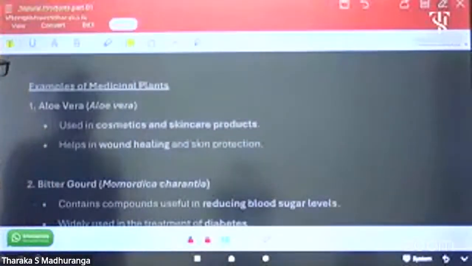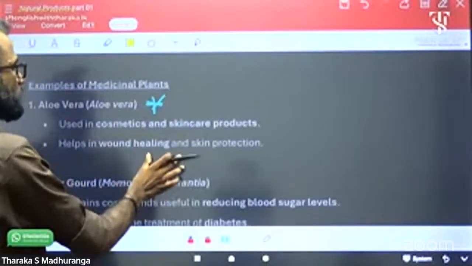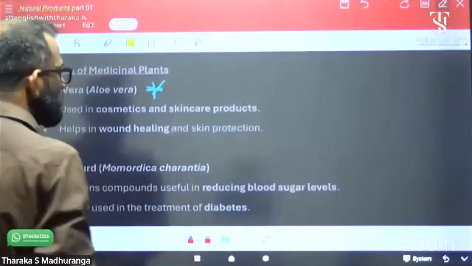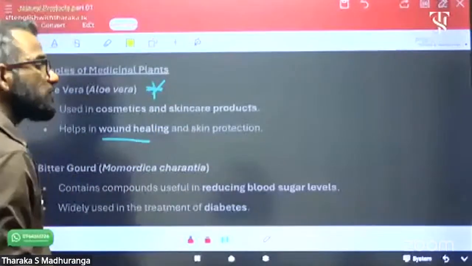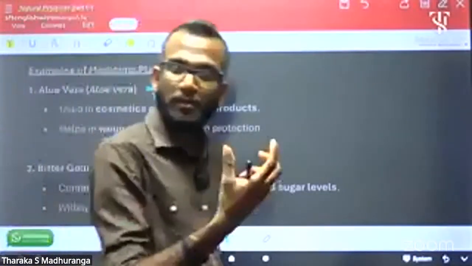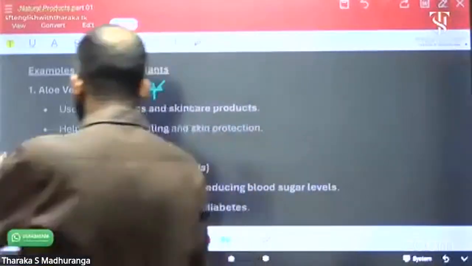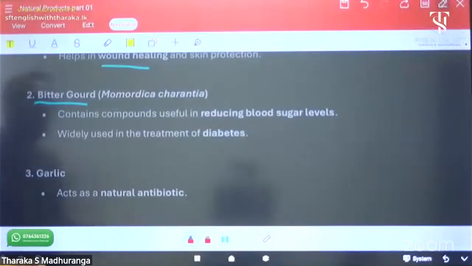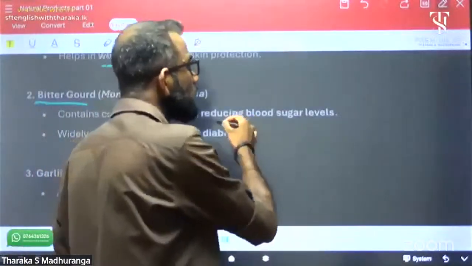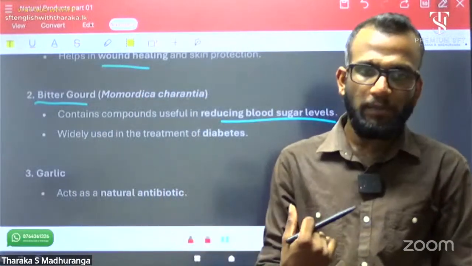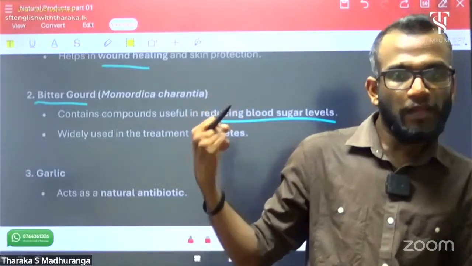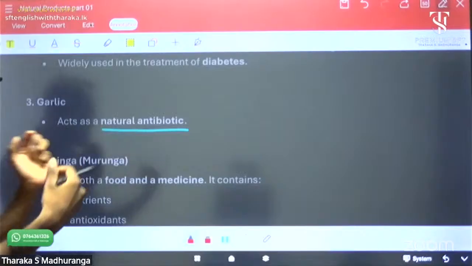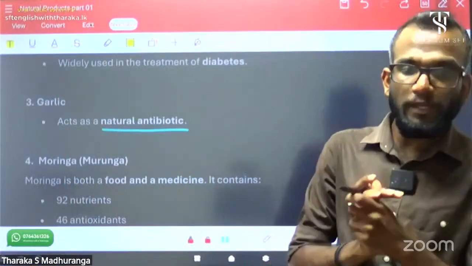Aloe vera is an example of a medicinal plant that we can use for skincare products, wound healing and skin protection, right? Aloe vera is a good medicinal plant. Bitter gourd contains compounds useful in reducing blood sugar level. It is good for diabetic patients. Remember, these were asked in the exam. And garlic is a natural antibiotic and antimicrobial agent.